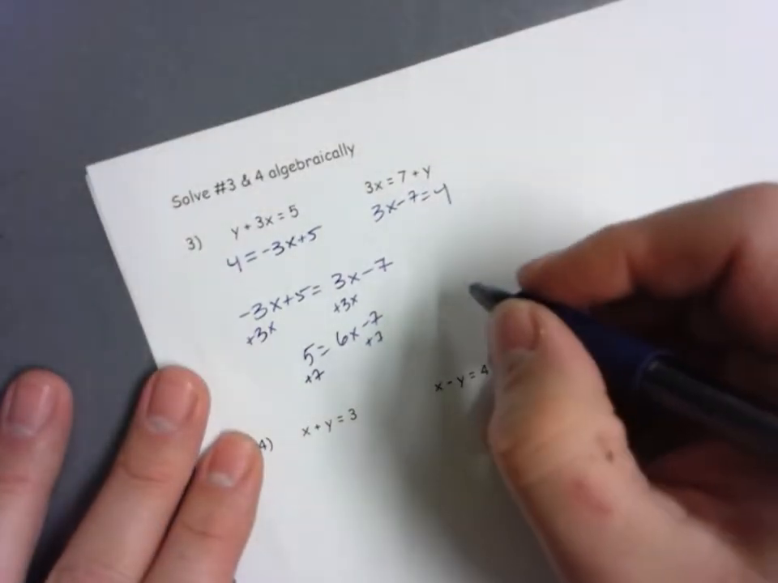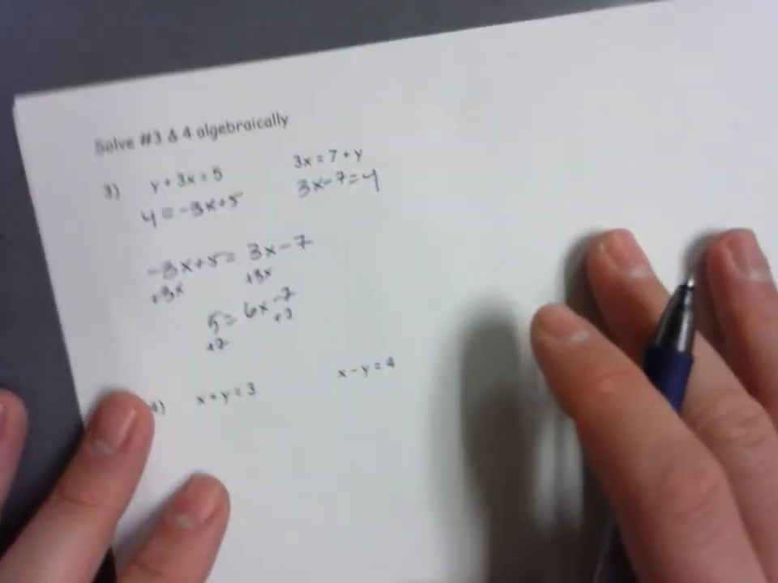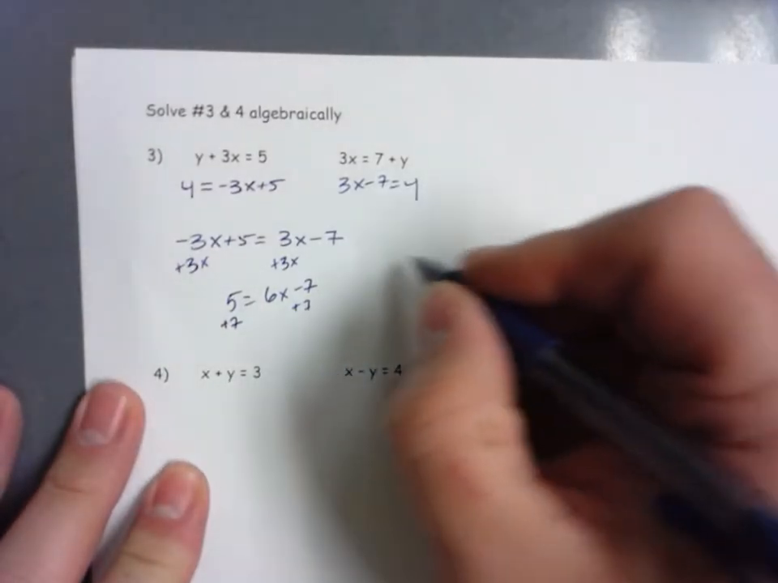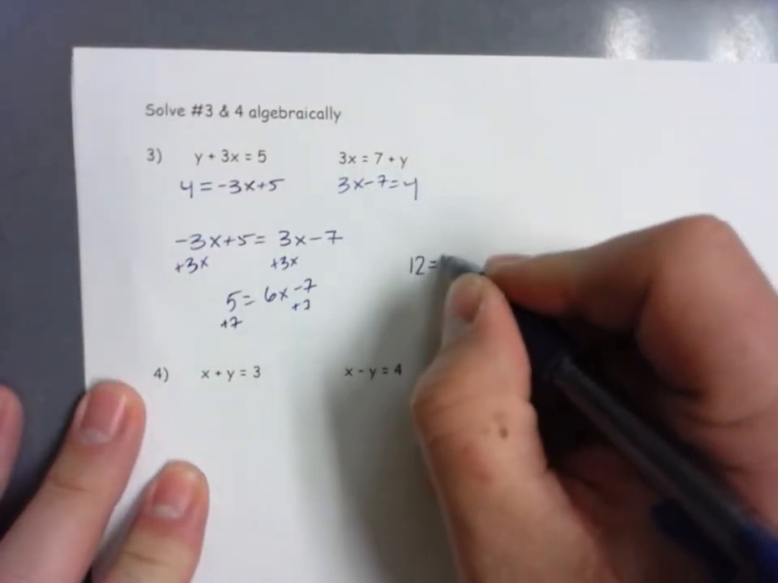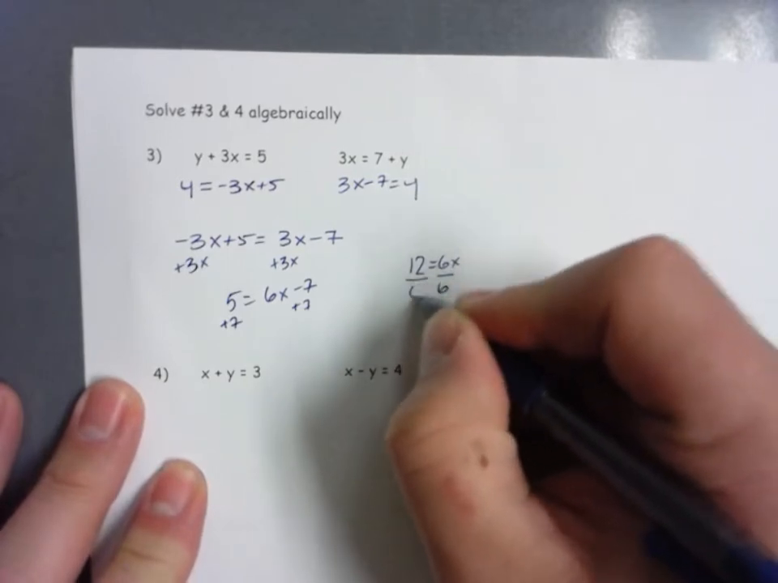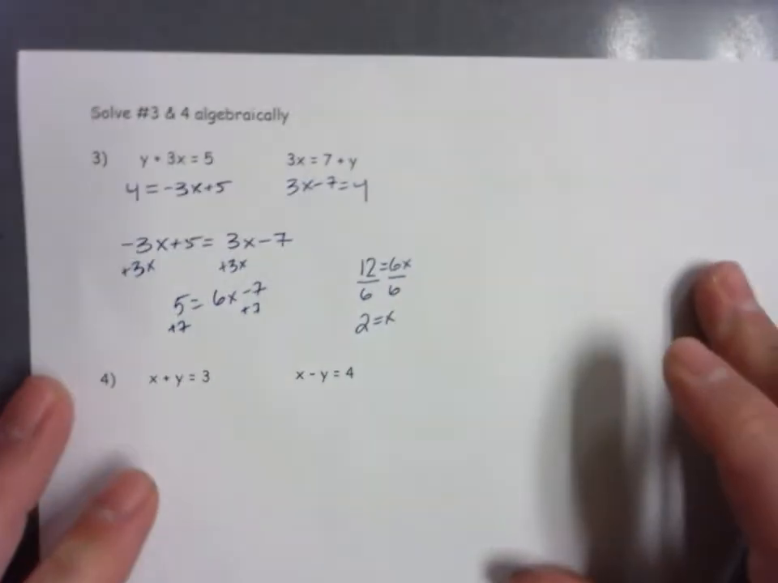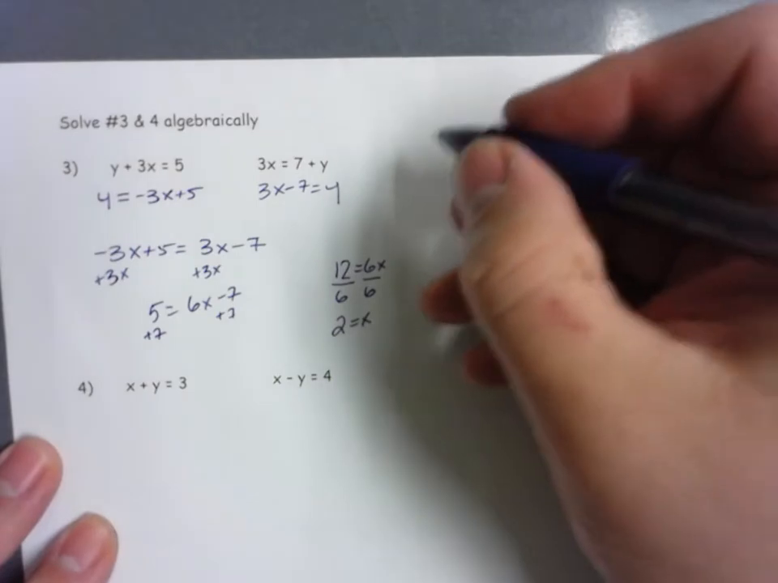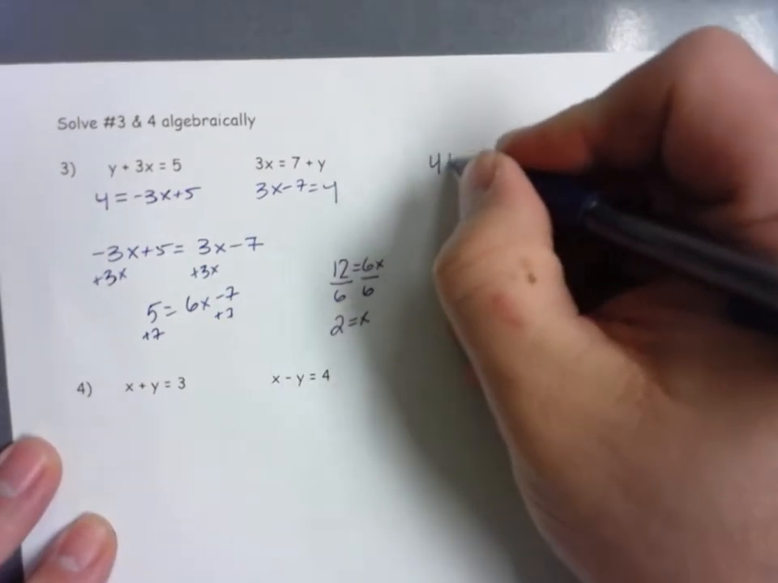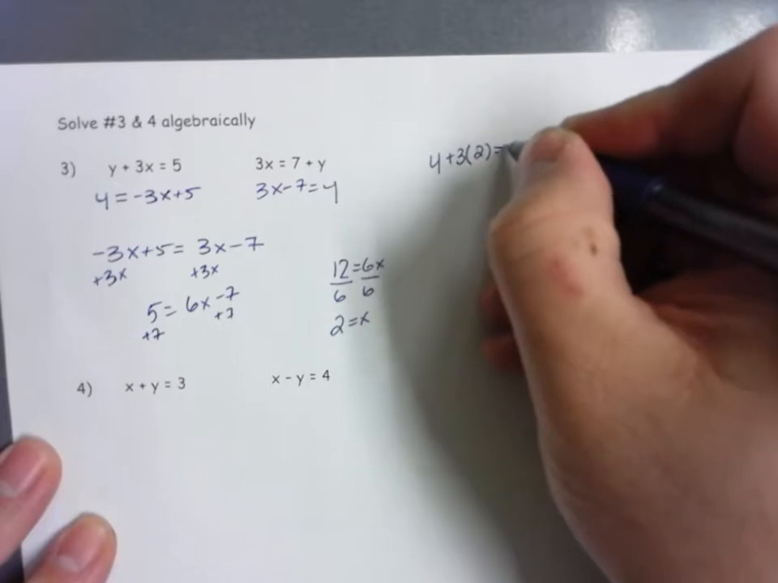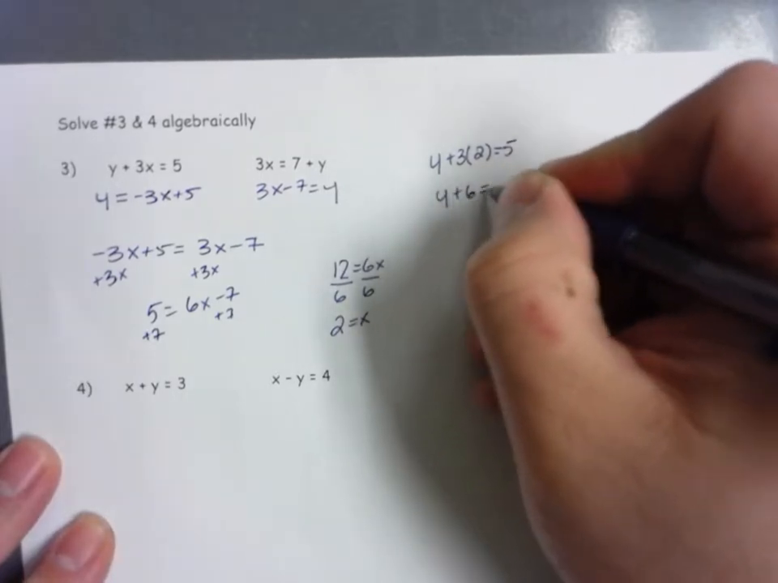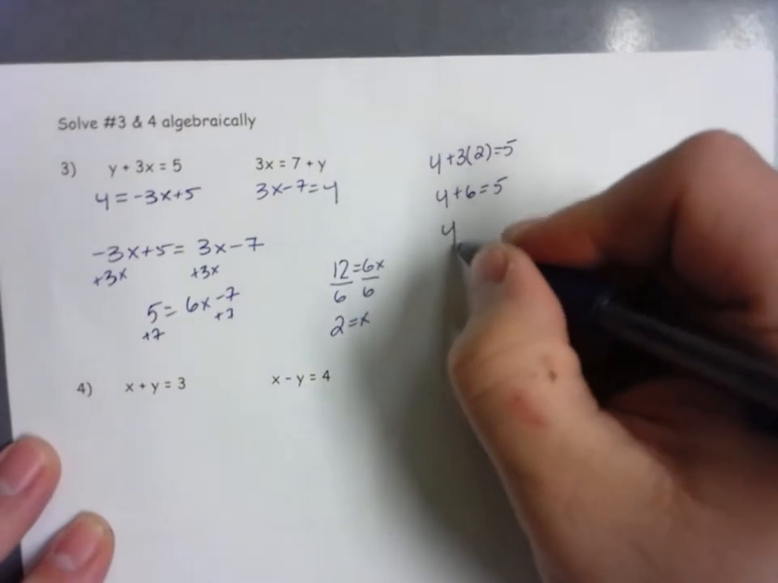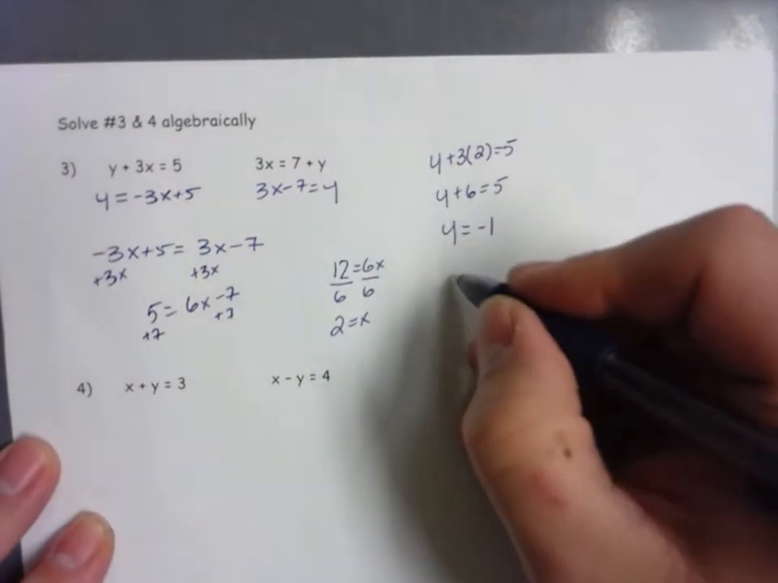Move over so I have a little more room. Sorry about that, folks. End up with 12 equals 6x. Divide by 6. And I get that x equals 2. Now I take that x equals 2 and I plug it back into an original. When I plug it back into an original, I'm going to be able to get my value of y. I always plug back into an original to make sure I have something that has not been doctored, so I make sure that there's no mistakes in what I'm doing. Y plus 6 equals 5. So my y value is negative 1. So my point is 2 comma negative 1.